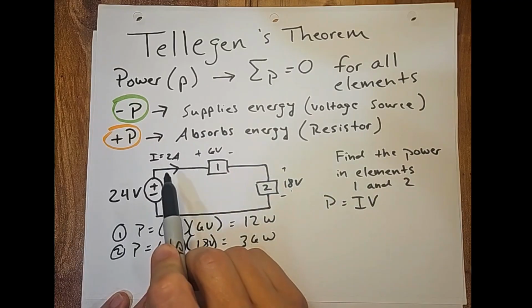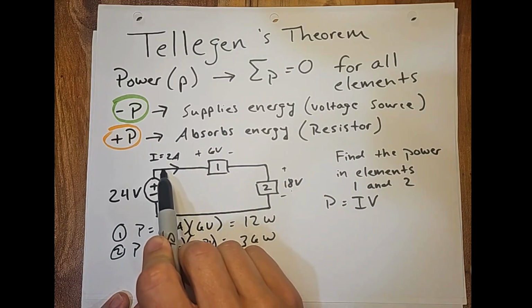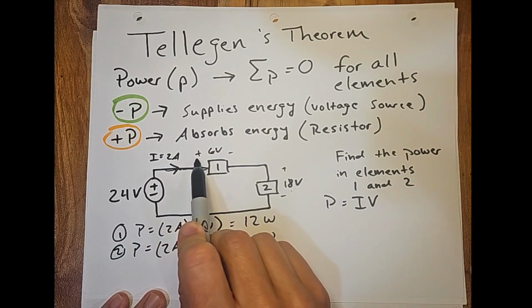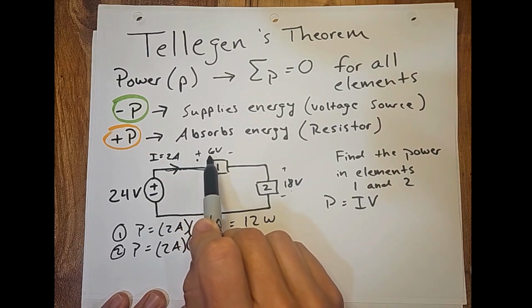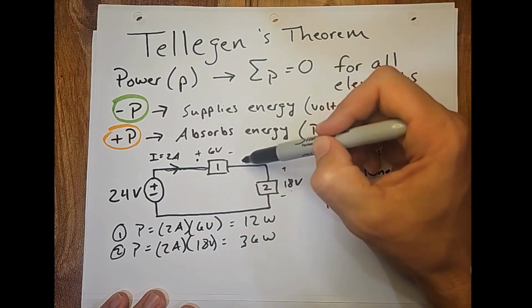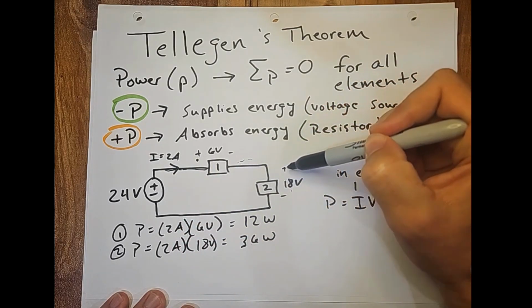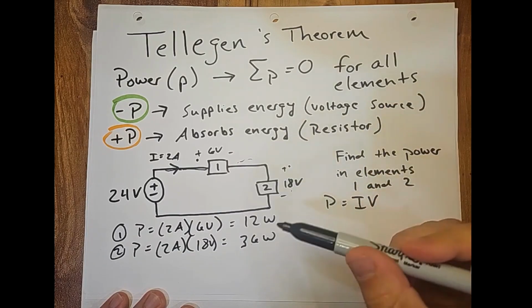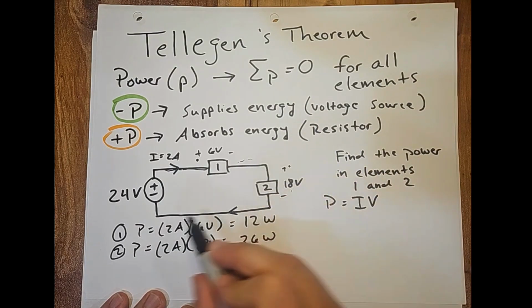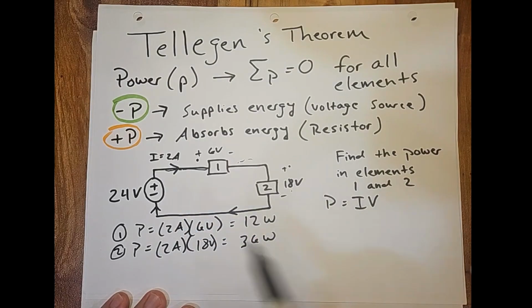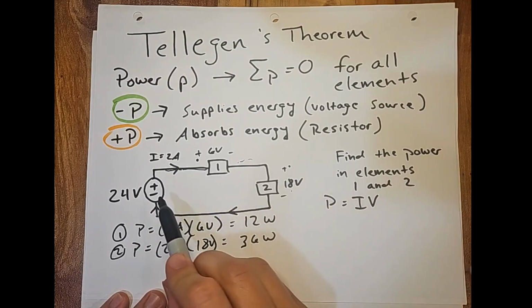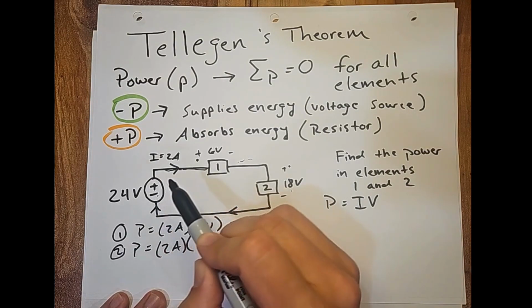Now, your current, just to point out one detail, is going in this direction. It hits the positive sign first. So that means your 6 is positive. It's going to keep going in this direction. Hits the positive sign for the 18. So it's going to be positive. Now, current's going to keep going this way and go back up to what's obviously a voltage source, where it hits the negative before the positive.